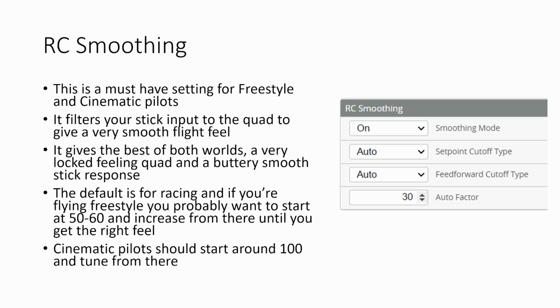It's just a very smooth feel in the air. The default in Betaflight for RC smoothing is really designed for racing. And if you're flying freestyle, you are going to want to increase that quite a lot. In fact, you probably want to start at least 50 or 60 and increase from there until you get the right feel. If you're a freestyle pilot or a Cinewoop pilot who's looking for a more cinematic feel, I would suggest you start around 100 and possibly even increase from there, because that's going to give you that really smooth feel that you're looking for in your HD footage.